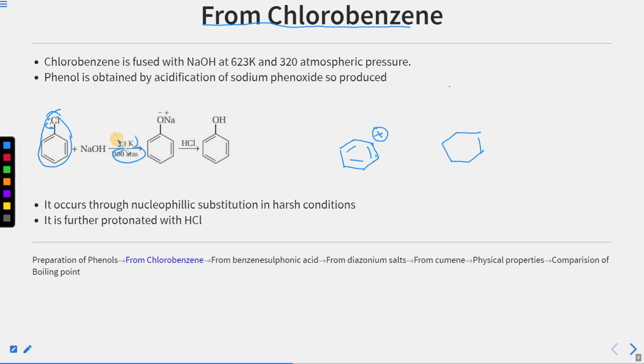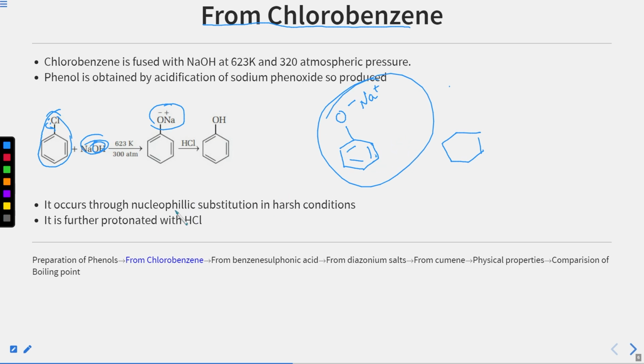So in that case, it would result in a sodium phenoxide ion. Why sodium phenoxide ion? Why not phenol? Since it has OH as a nucleophile, why is it not replacing the chlorine and introducing OH here? Because this NaOH is also a base, so it deprotonates this phenol and results in this kind of species. Okay, clear? So this is the mechanism.